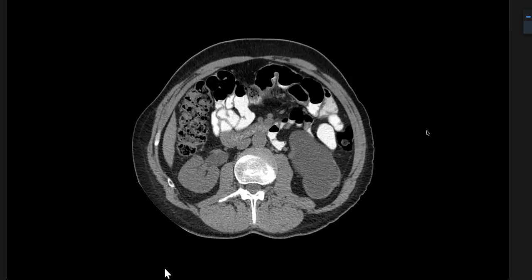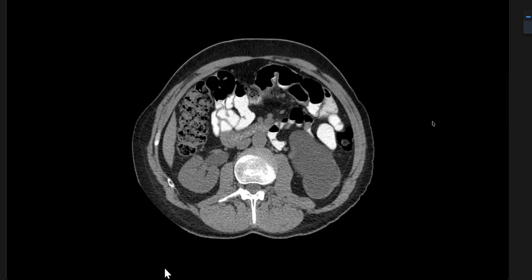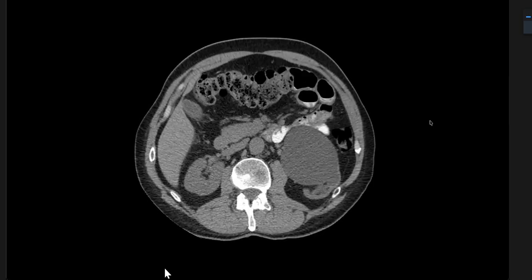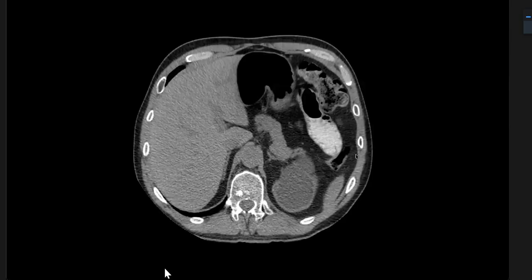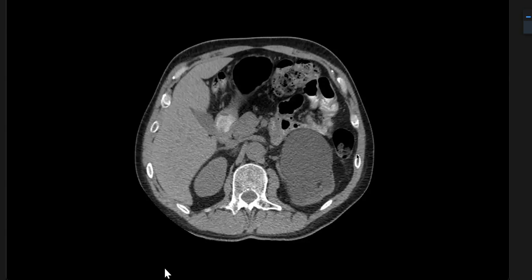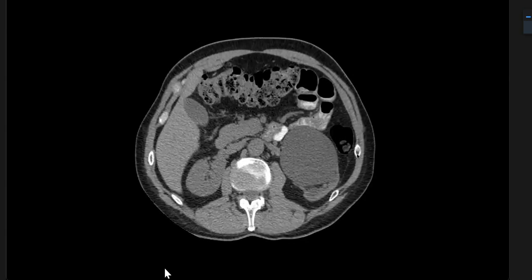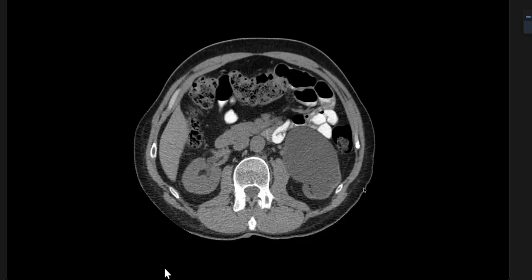Do you want to reconsider your initial thoughts? How would you differentiate a benign cyst from hydronephrosis on non-contrast CT? There is a mild hydronephrosis. There is a cyst as well as a minimal hydronephrosis. Can you show me the hydronephrosis, please?